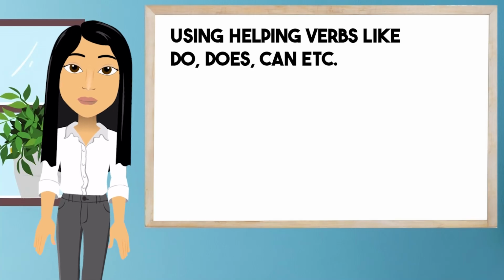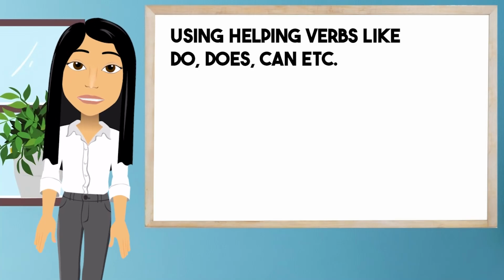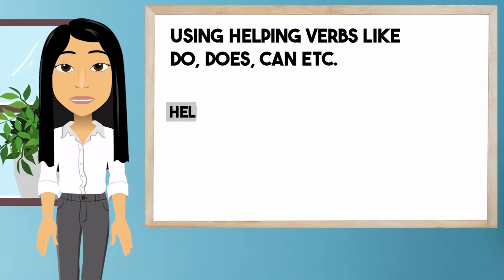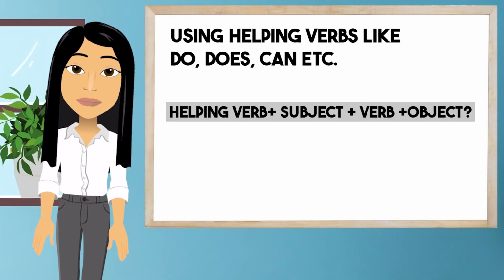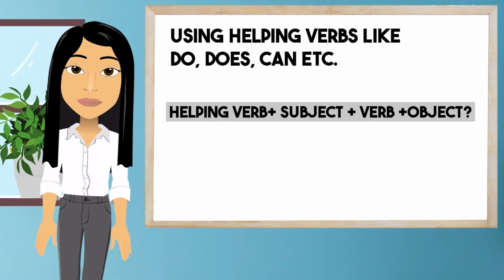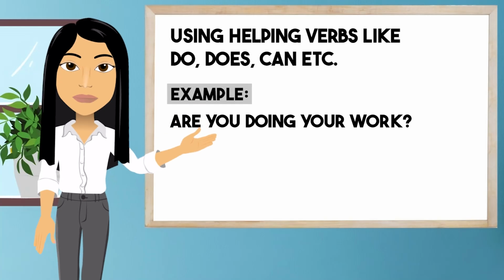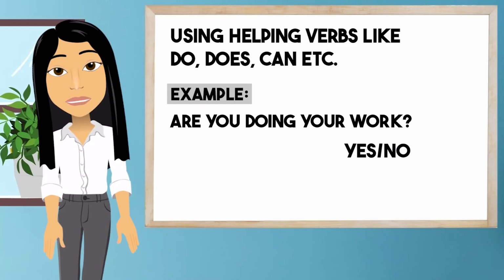This method is typically employed to ask questions that require a simple yes or no answer. Structure: helping verb plus subject plus verb plus object. For example, are you doing your work? The answer for this question is either yes or no.